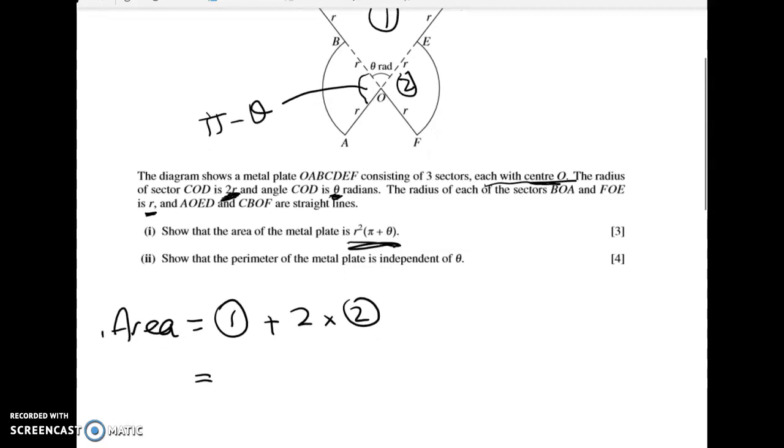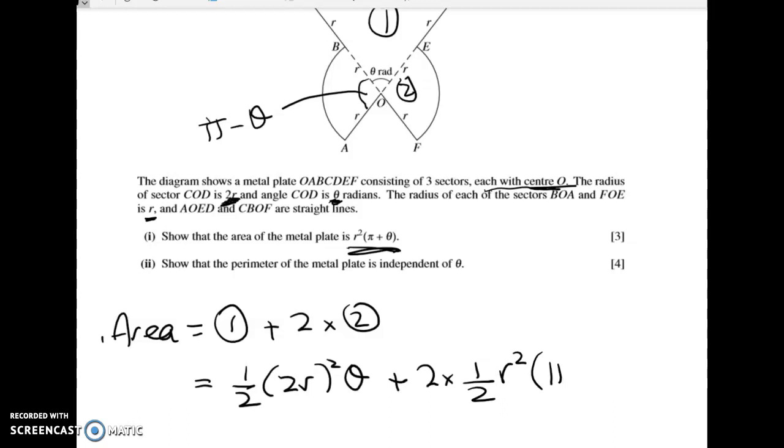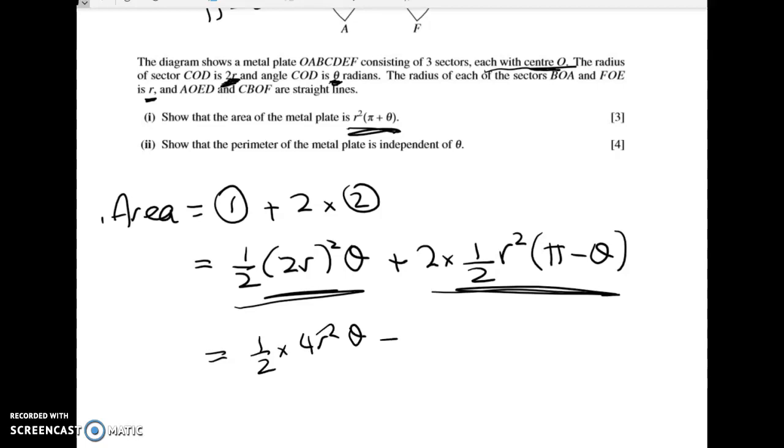Now I'm going to do this all in one go because it's quite a straightforward expression to write out. So we've got a half, and the radius here is 2r, so a half times 2r squared theta, plus 2 lots of a half r squared, but my angle here is pi minus theta. Now if that were a more complicated problem, I'd do these 2 separate bits and then put them back together, but this one seems fine to do like this. So we've got a half times 4r squared theta plus r squared pi minus r squared theta. So I'm just expanding that out.